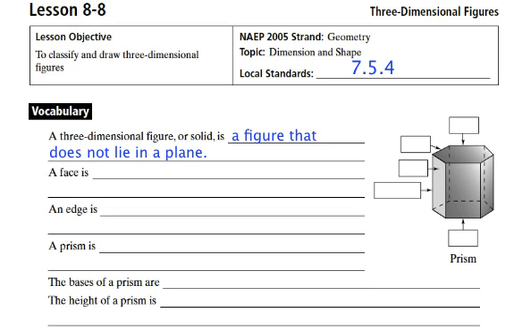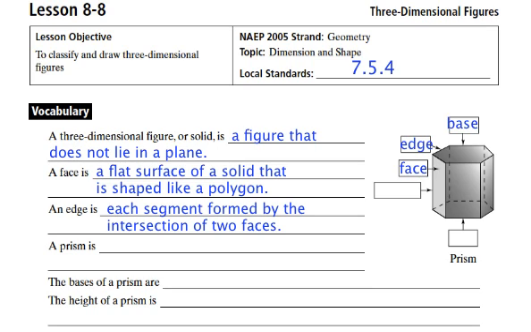A three-dimensional figure or solid is a figure that does not lie in a plane. A face is a flat surface of a solid that is shaped like a polygon. We've labeled the face on this figure to the right. An edge is a segment formed by the intersection of two faces. You can see the edge right here where we have it labeled. This particular shape has 18 edges.